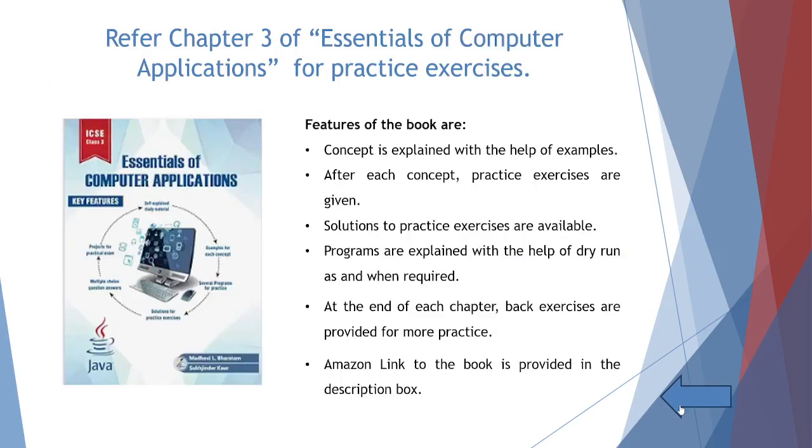Refer to chapter 3 of Essentials of Computer Applications. This is the second book. Features, you already know: concepts are explained with the help of examples. After each concept, practice exercises are given. Solutions to the practice exercises are available as a QR code. Programs are explained with the help of dry runs as and when required. At the end of each chapter, back exercises are given. The Amazon link to the book is provided in the description box.